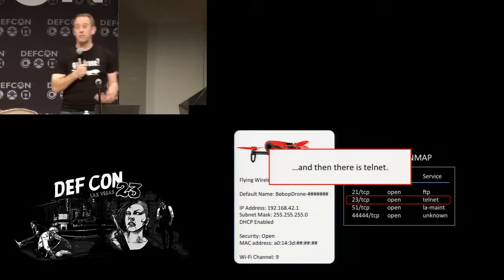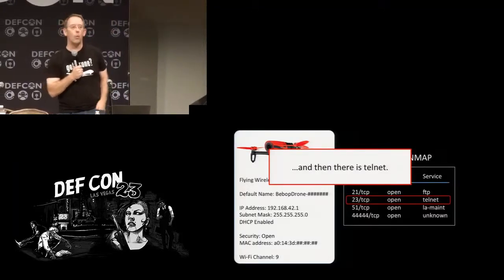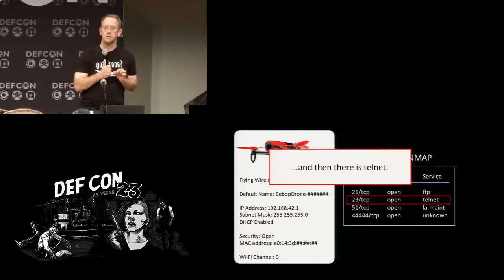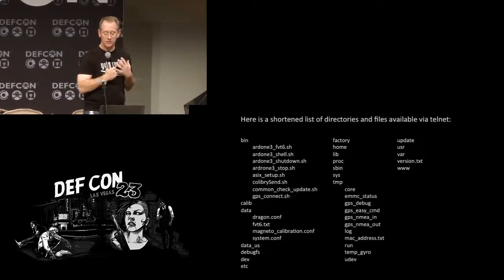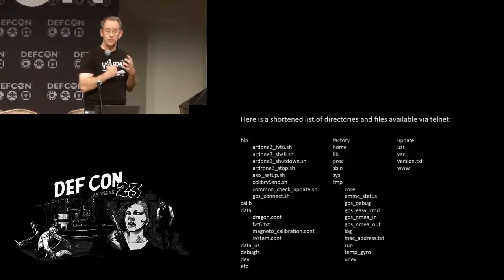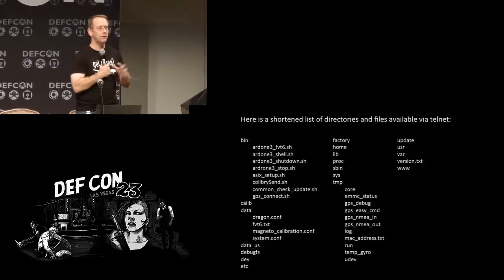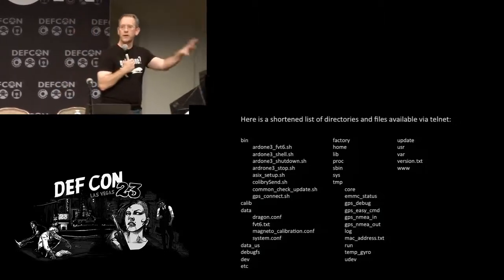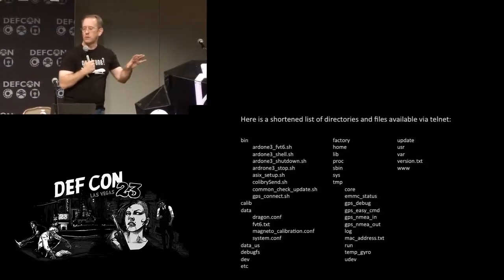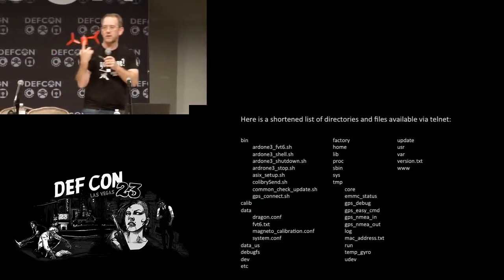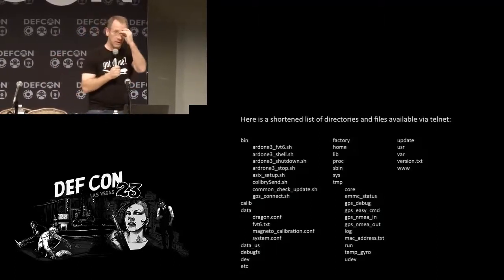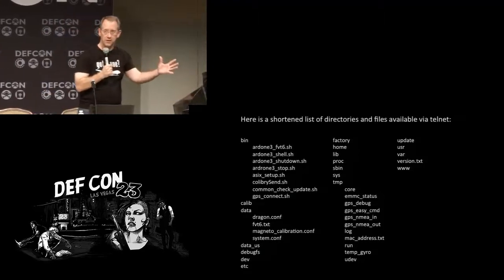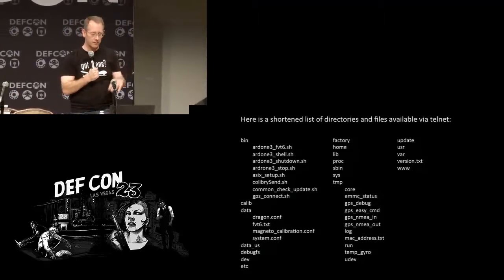But then there's this monstrosity, Telnet, wide open, while the thing is flying, which kills me. So I Telnet directly into the box, and here's a listing of the entire directory structure right there. Now it's running BusyBox from like 3 years ago. Right? This thing I purchased just a couple months ago for this presentation, and they never updated BusyBox. There have been something like 10 updates to BusyBox since this came out, but they haven't updated it.